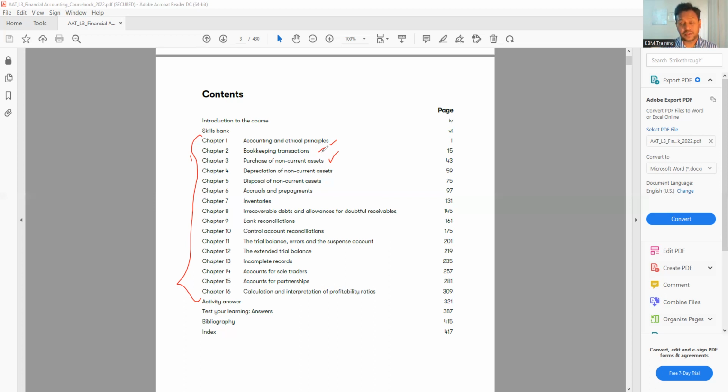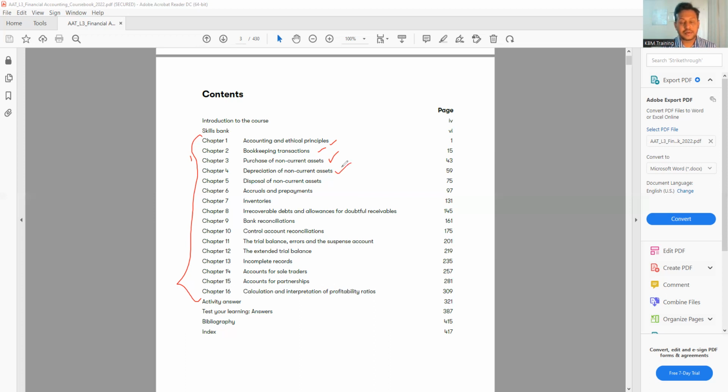So we have to use it for 1 year and also with the intention not to sell it, but to use it in the business. So you're going to see what type of transactions we can record on the non-current asset and how to record it, and the breakdown of everything we're going to learn from chapter number three. Then we have depreciation of non-current assets.